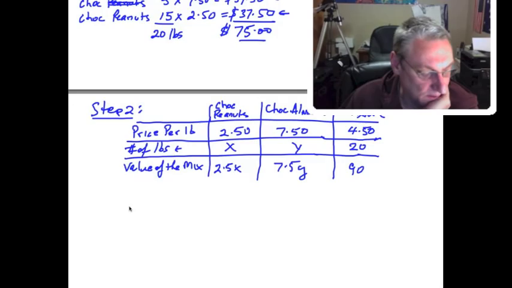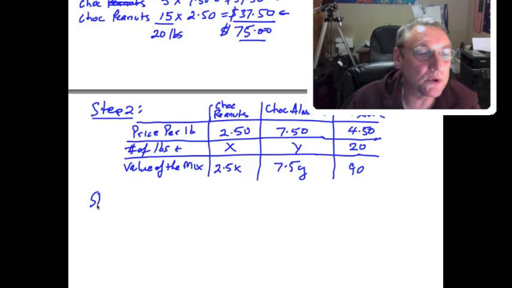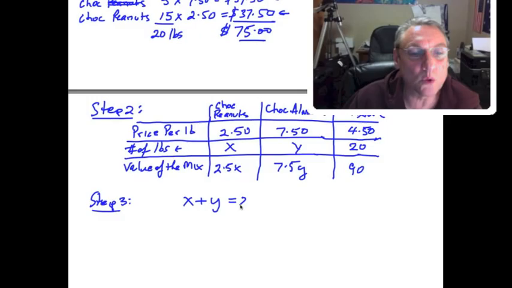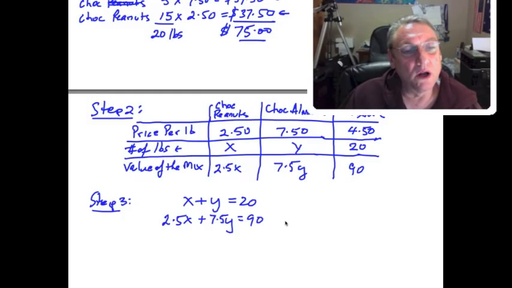Now, let's look at our equations that we can set up here. So this is step three. What is going to model this situation? Well, the very first thing is the number of pounds is easy. We're going to have X plus Y is equal to 20. Number of pounds of chocolate peanuts plus the number of pounds of chocolate almonds must add up to 20 pounds. So that's the first thing. Next we have the value of the mix must come out to be $90, so it must be 2.5X plus 7.5Y must be equal to 90. So we now have our system of equations.